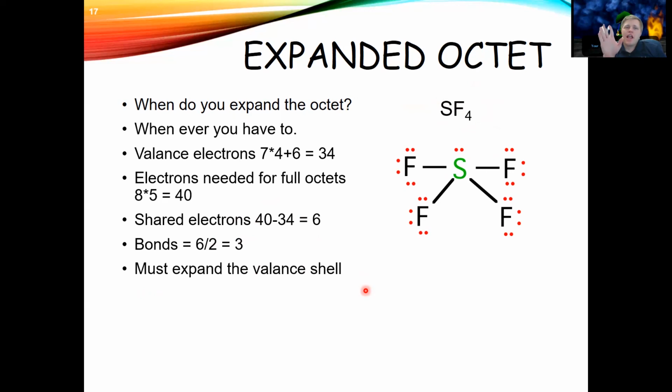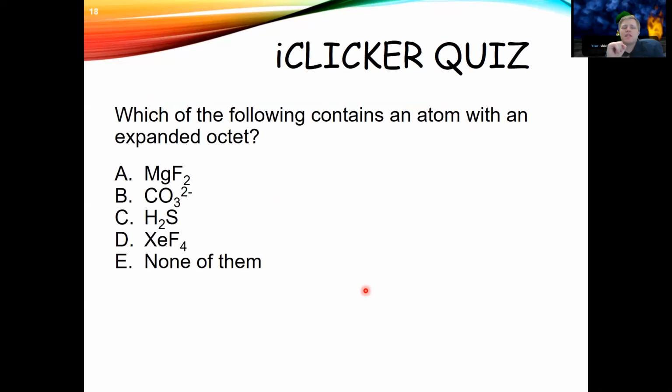All right, let me give you a little practice with this. I want you to tell me which of the following molecules or salts contain an atom with an expanded octet. So to figure this out, you're really going to have to draw the Lewis structures of each of these species. Go ahead and pause the video and do that.